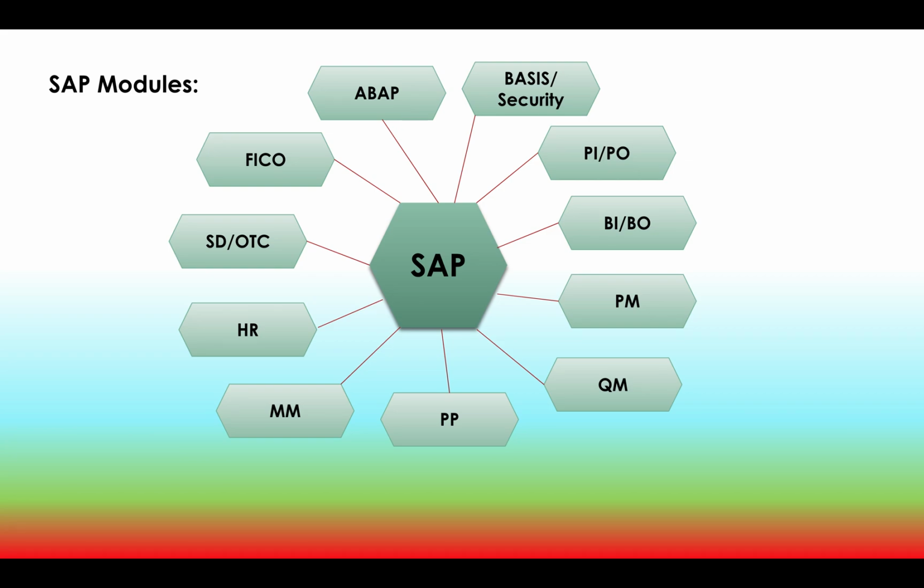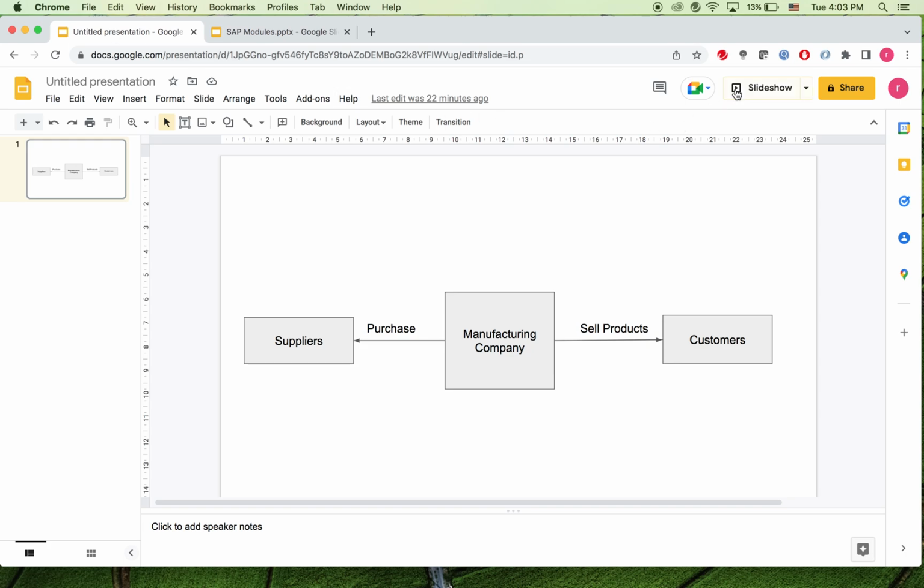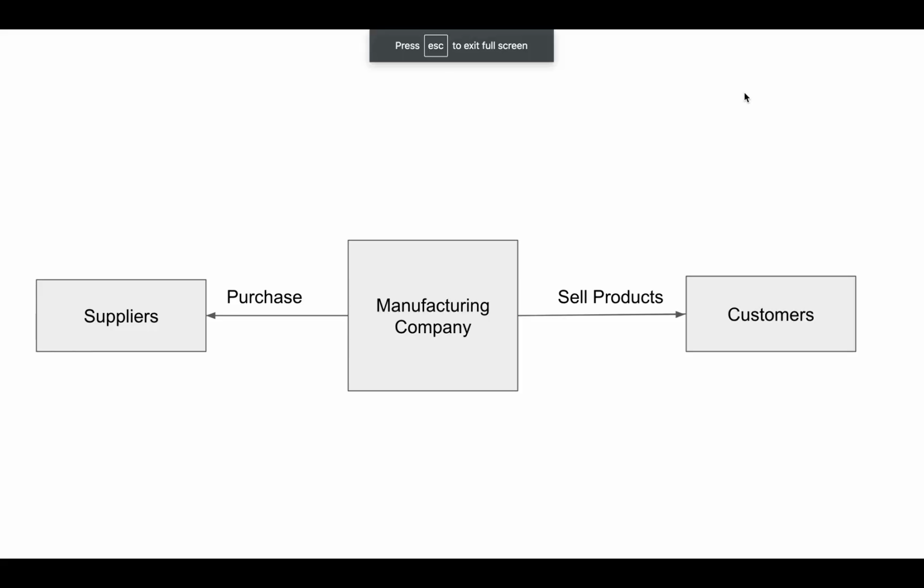So first, I will explain in real time how the module concept comes. Let me go to the other slide and show you how the modules come into the picture. Take an example, any manufacturing company. A manufacturing company manufactures products. When they want to produce a product, they need materials, raw materials.